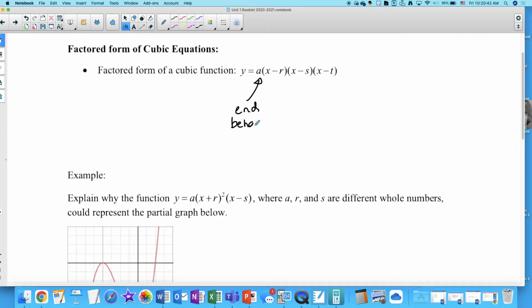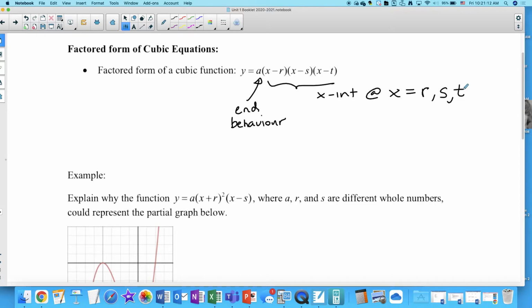And then these 3 factors tell us about the x-intercepts of the graph. So one of them in this case would be r, the other one would be s, and the other one would be t. Okay? Now, I talked yesterday about having a double x-intercept, so we can have those as well. We'll see what that looks like in a second.